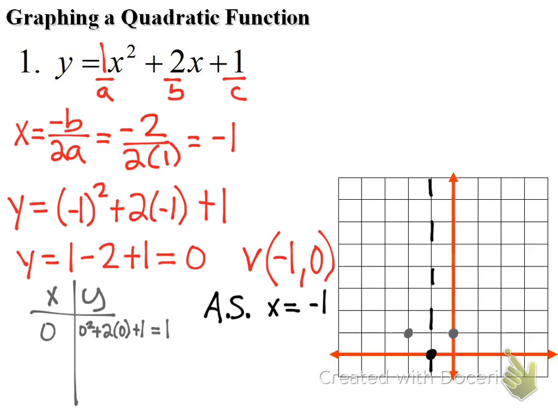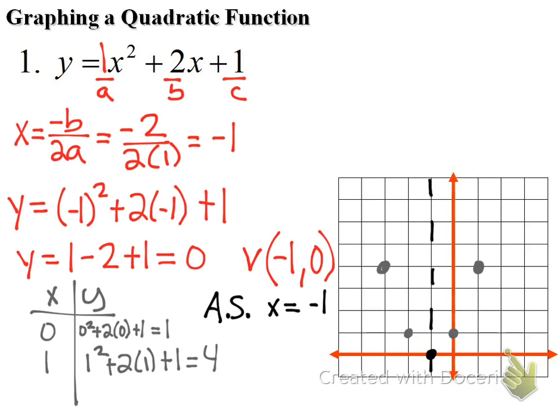So when I plug 1 in, I would have 1 squared plus 2 times 1 plus 1. So 1 plus 2 plus 1, 4. So now I graph 1, 4. And it's symmetric, so where would I have another point? -3, 4. Yep, -3, 4. Great.